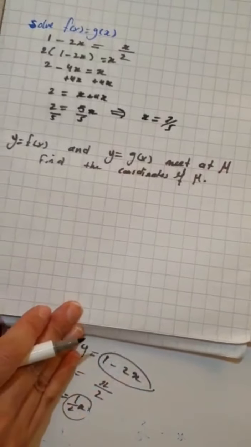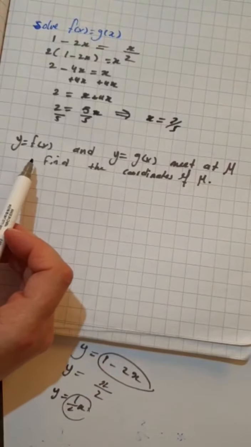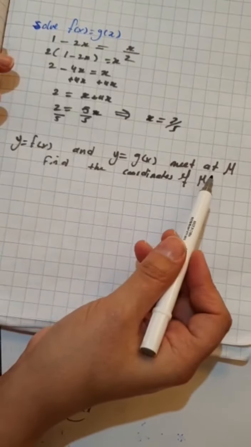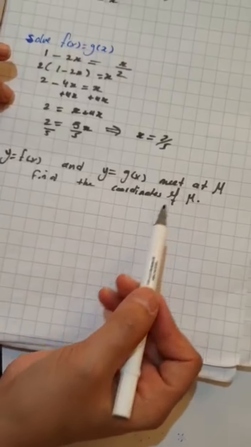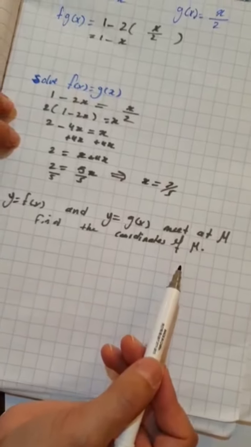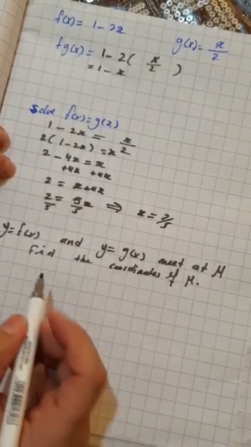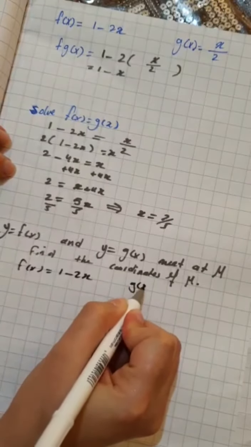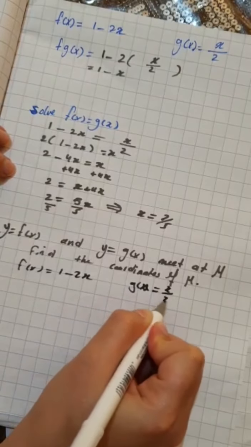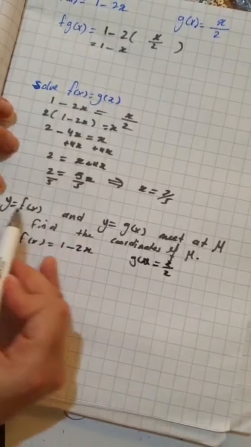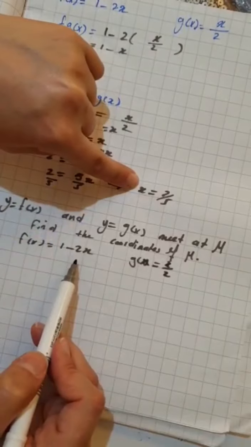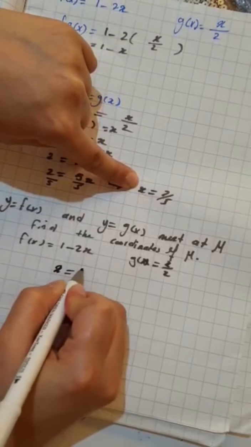Now, in the last part of this question, they give me y equal to f of x and y equal to g of x, and they are telling me that they are meeting at point M. I want to find the coordinates of this point. We know that in the function here, f of x is equal to 1 minus 2x, and g of x equal to x over 2. So they are telling me that y and y are the same here. So like what we did before, I'm going to put them equal to each other and get the value of x. So x equal to 2 over 5.